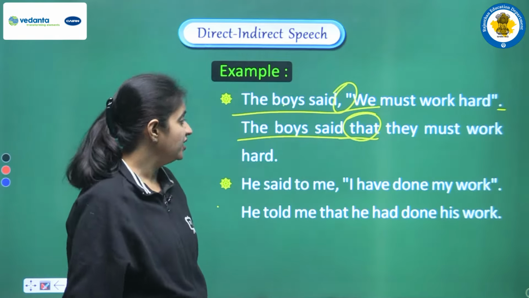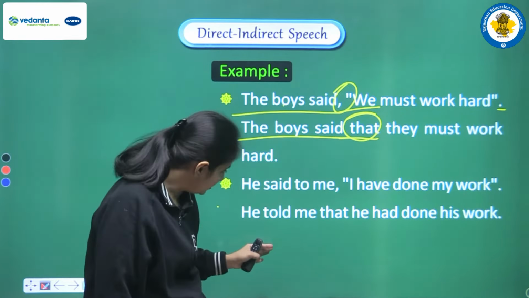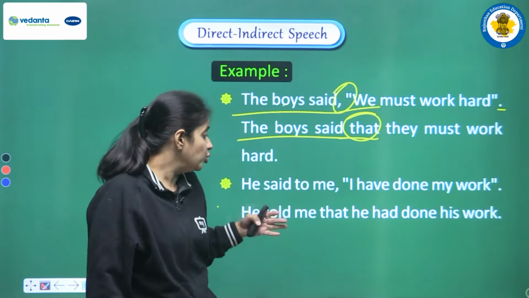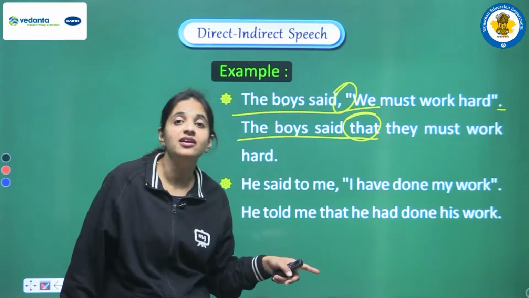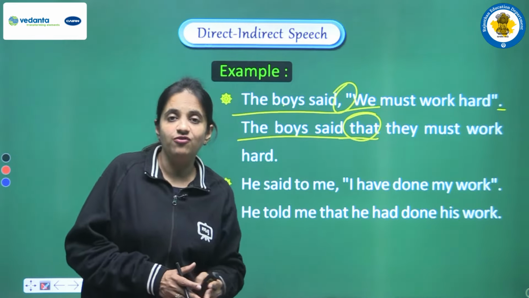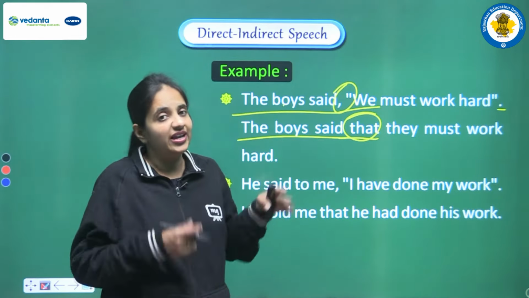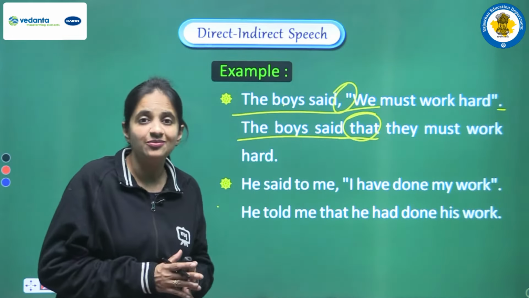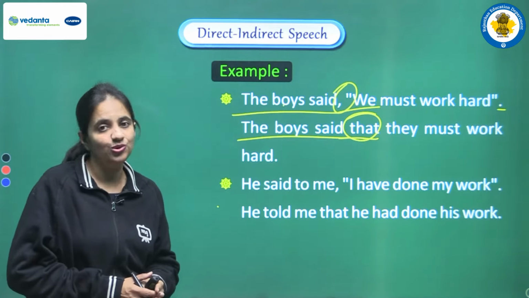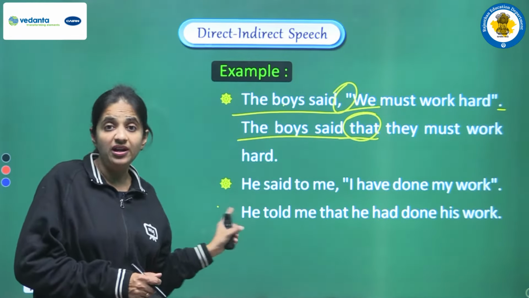He said to me, I have done my work. So the indirect speech here will be, he told me that he had done his work. So students, do a very proper analysis of all these examples, that how we are doing the changes. Okay, so एक एक change आपको बहुत closely समझना है. You actually have to do really very hard work, and you have to do a proper analysis here.